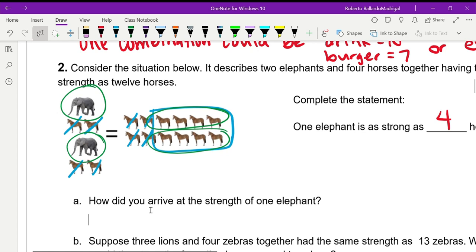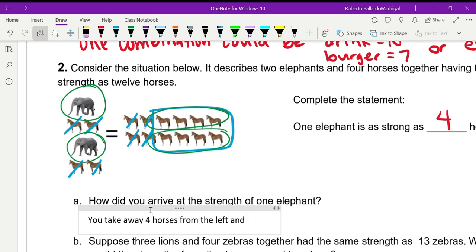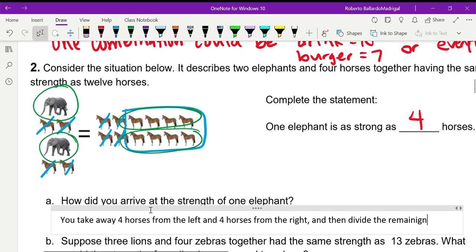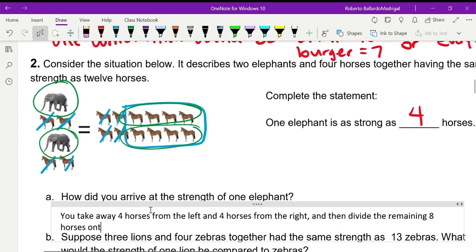So you take away 4 horses from the left and 4 horses from the right, and then divide the remaining 8 horses on the right by 2, to find out how much each elephant is worth. No, not is worth. Is equivalent to.